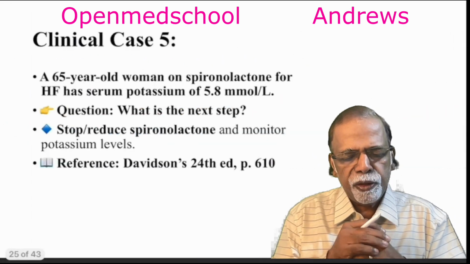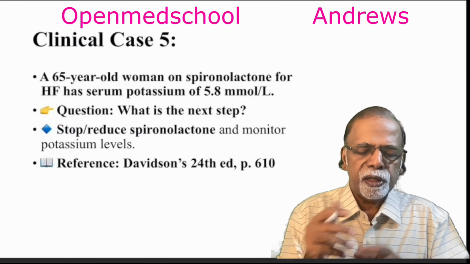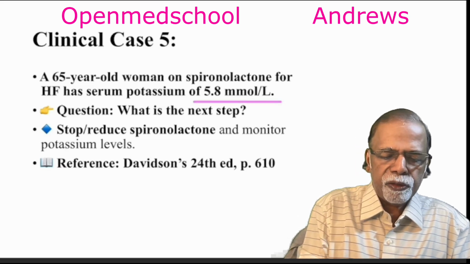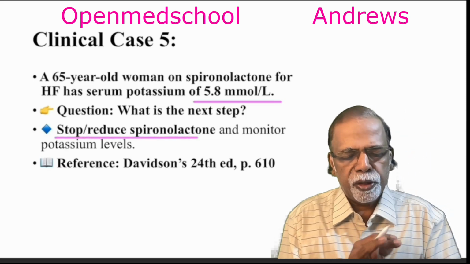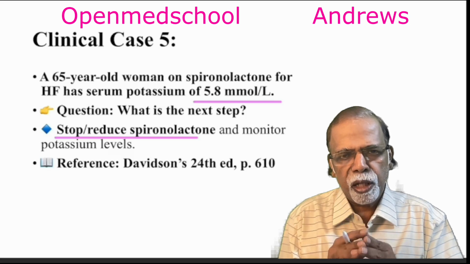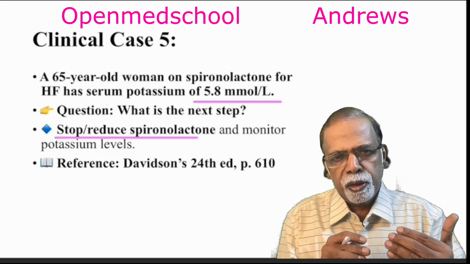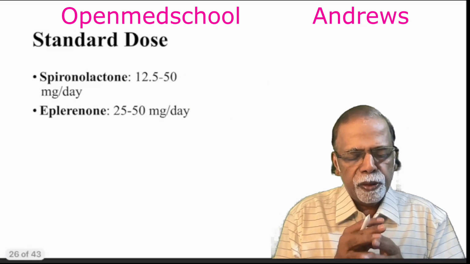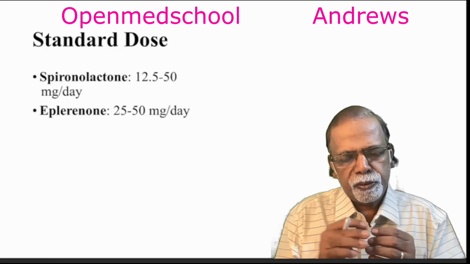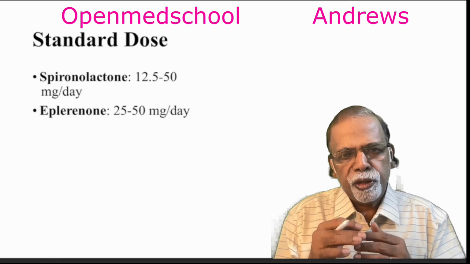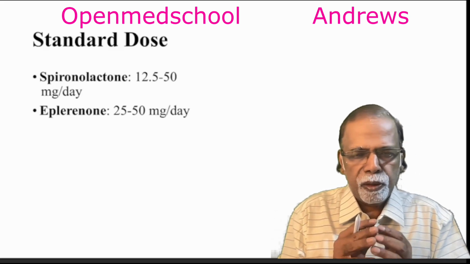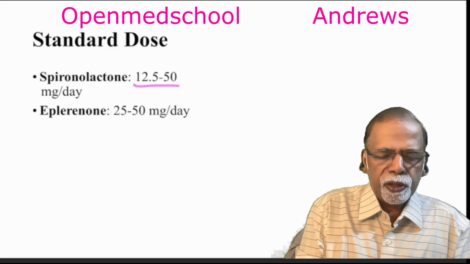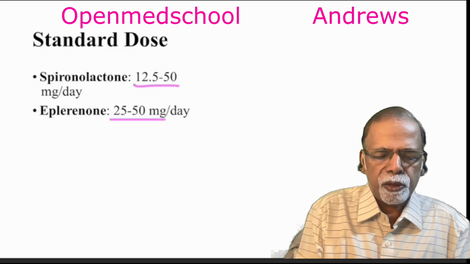Now the next case: a 65-year-old woman on spironolactone for heart failure has serum potassium 5.8. What is the next step? With serum potassium more than 5.5, stop or reduce spironolactone and monitor the potassium levels. Remember, patients on spironolactone, especially when they are on ACE or RAS blockers, can develop hyperkalemia. Please remember that the standard dose of spironolactone for heart failure is much lower than what we use for cirrhosis. It is 12.5 to 50 milligrams per day. Eplerenone is 25 to 50 milligrams. So that is about the standard dose.